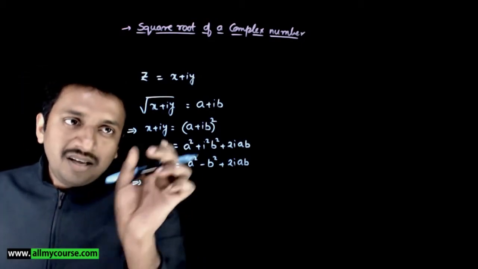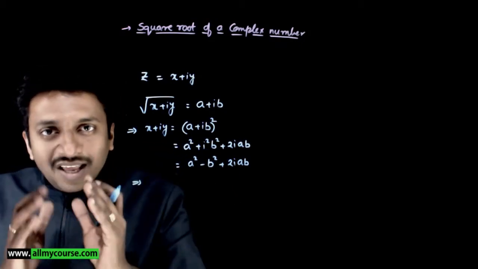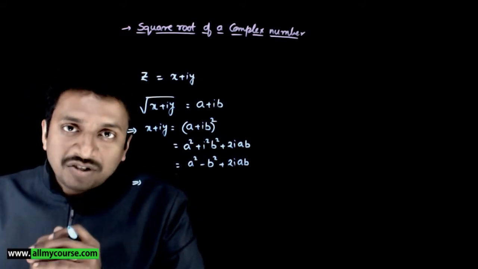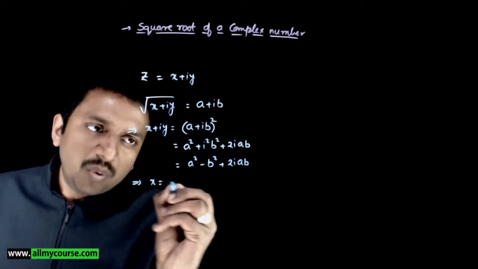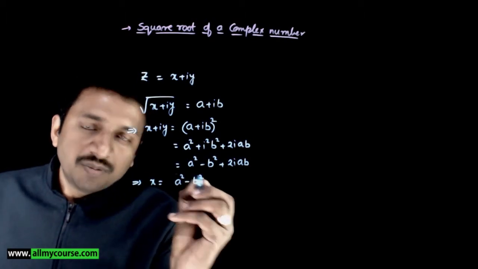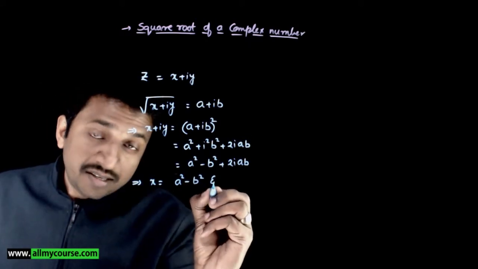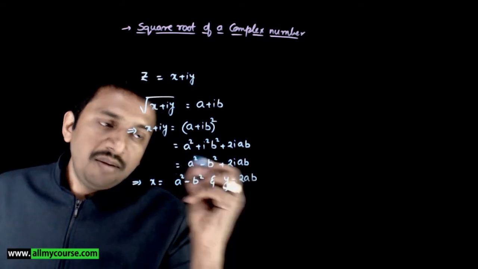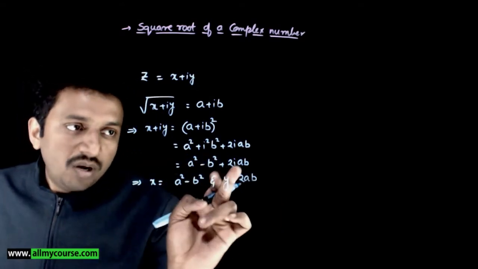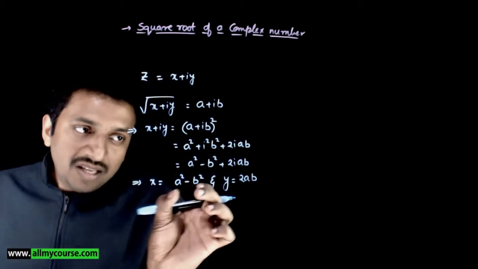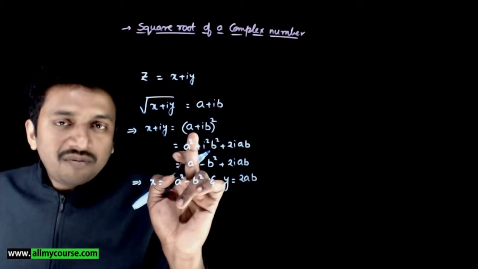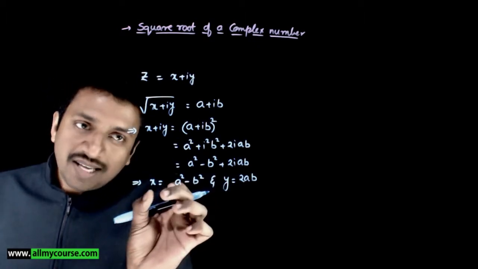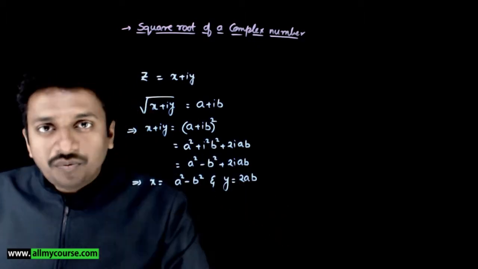If two complex numbers are equal, the real parts have to be equal to the real parts, and the imaginary parts have to be equal to the imaginary parts. So x will be equal to a square minus b square, and y should be equal to 2ab. From these two equations, can I find the values of a and b? Yes. a square minus b square is x, and 2ab is equal to y.